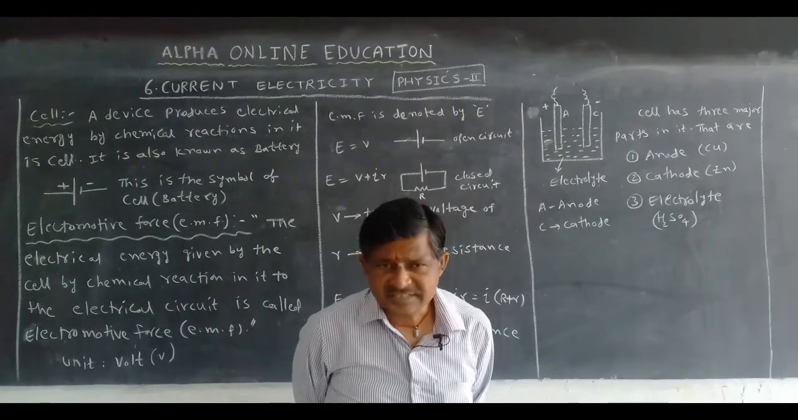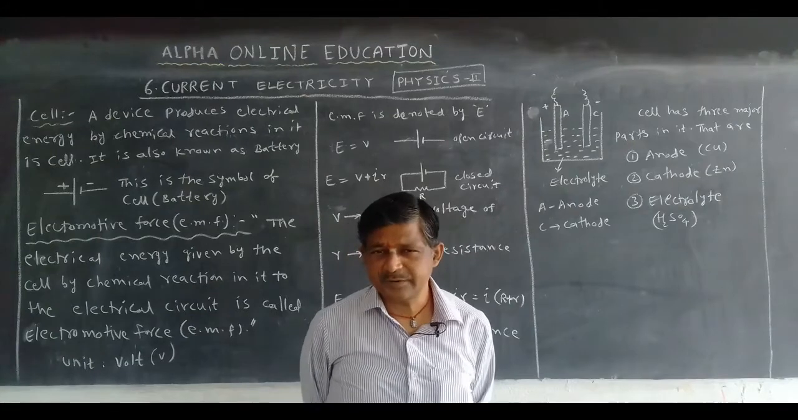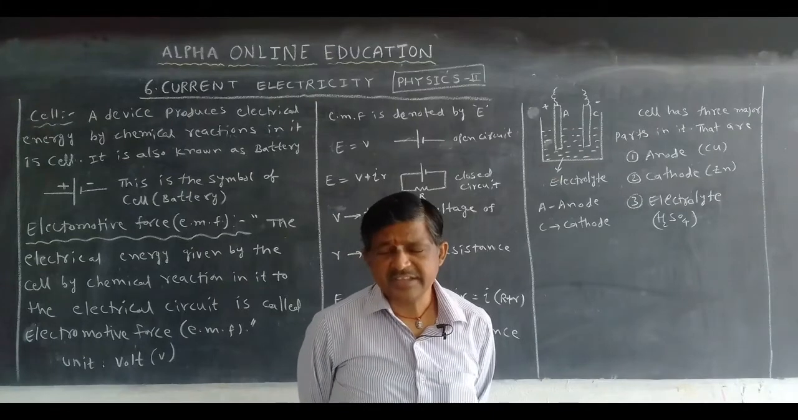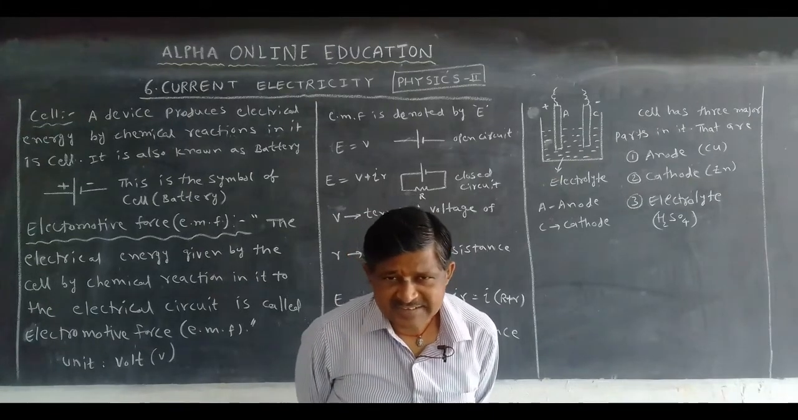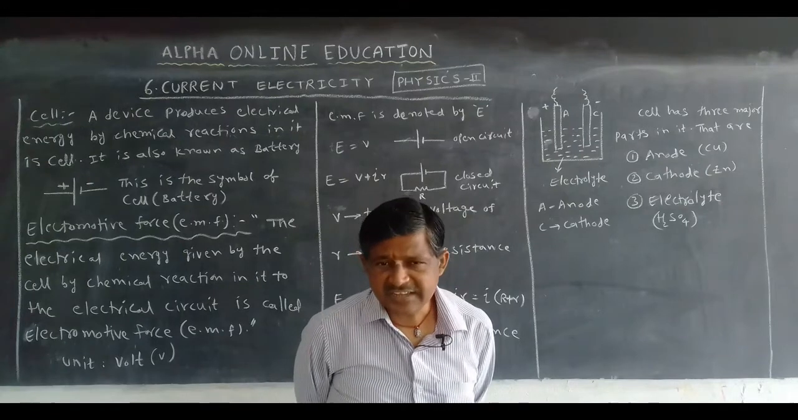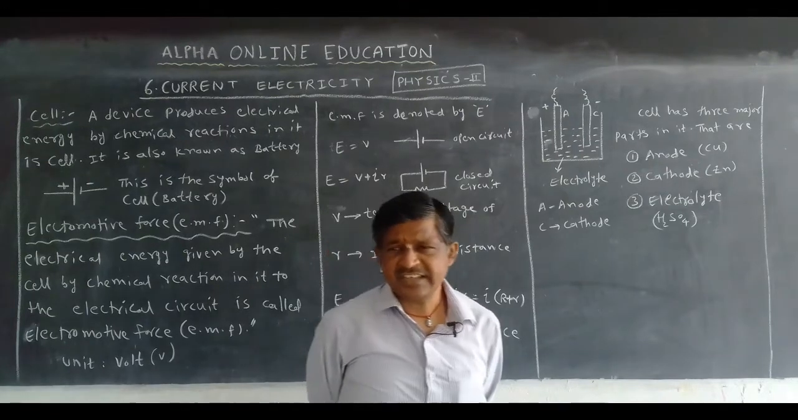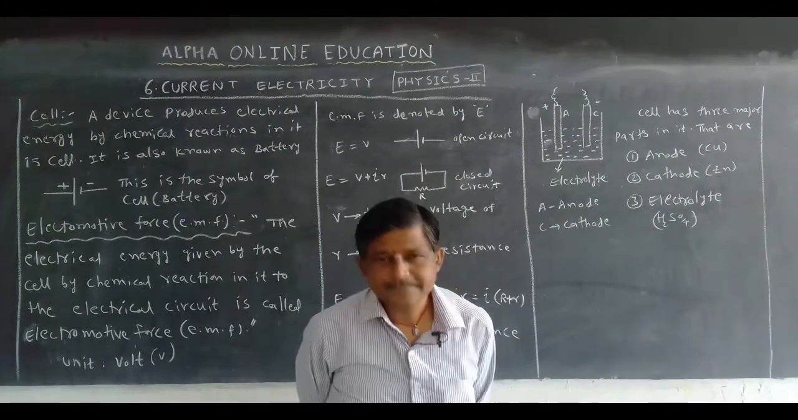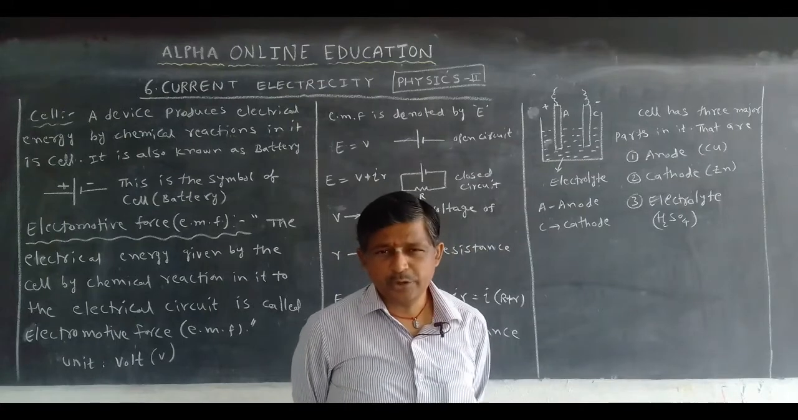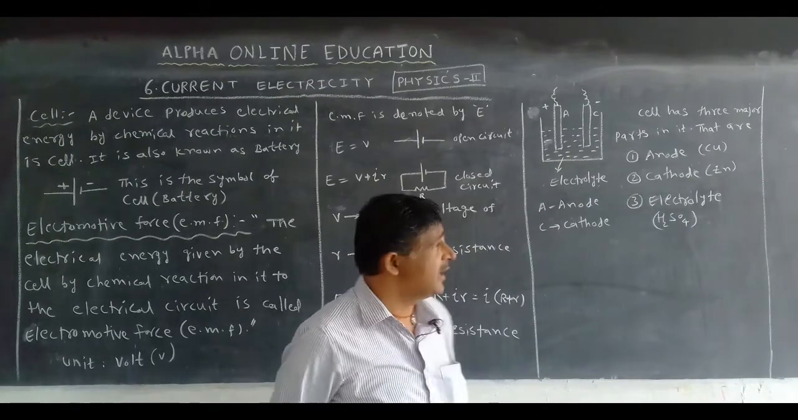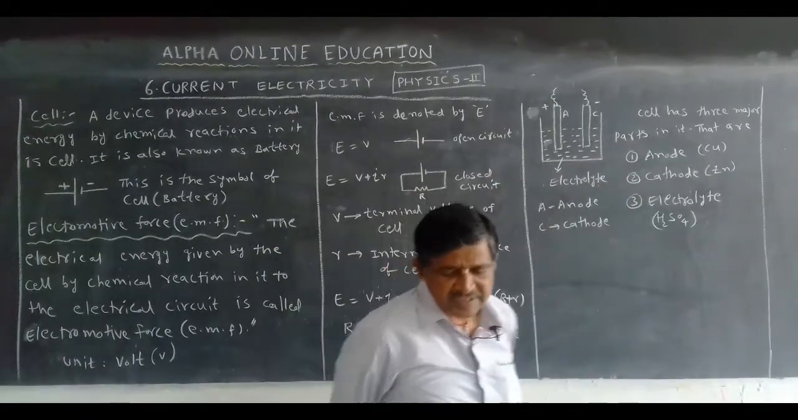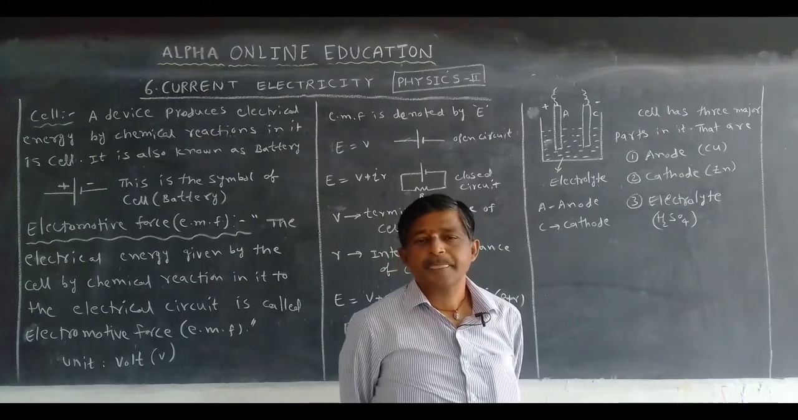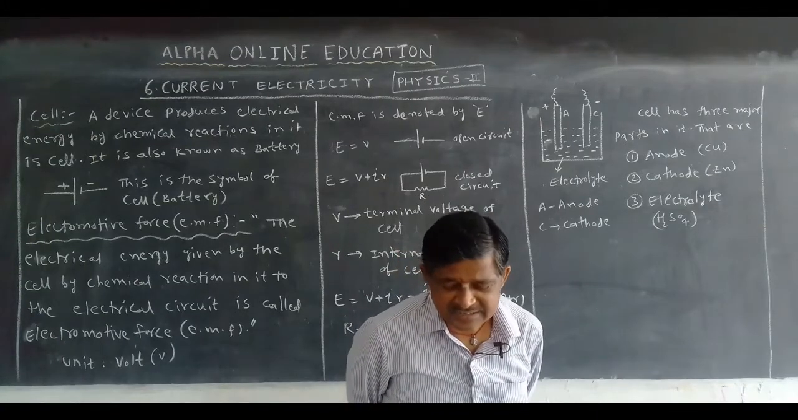Okay. In a primary cell, three major parts exist. Number 1, anode. Number 2, cathode. Number 3, electrolyte. Which is taken as anode? Copper. Which is taken as cathode? Zinc. Which is taken as electrolyte? H2SO4. When the anode and cathode plates are taken inside the electrolyte some distance apart, immediately a chemical reaction occurs inside it.